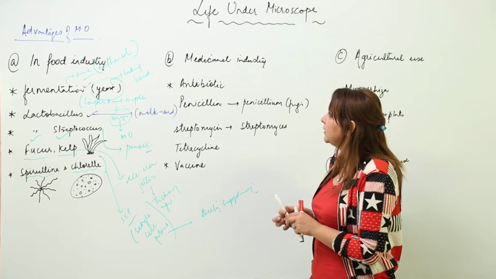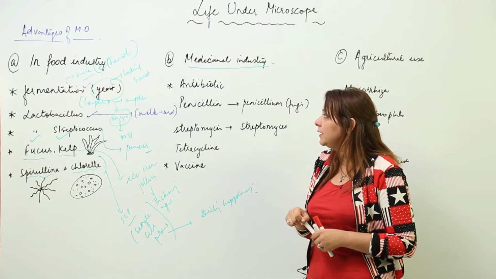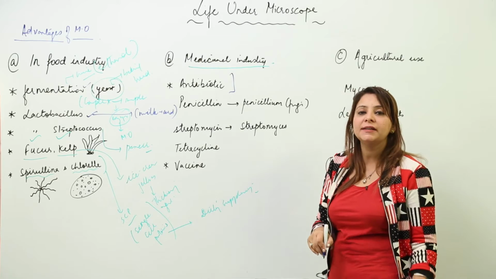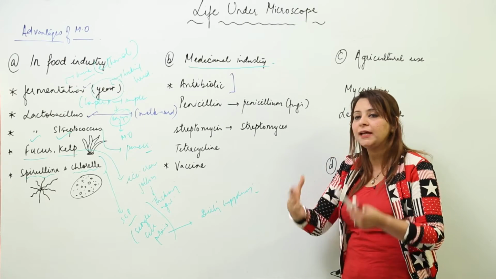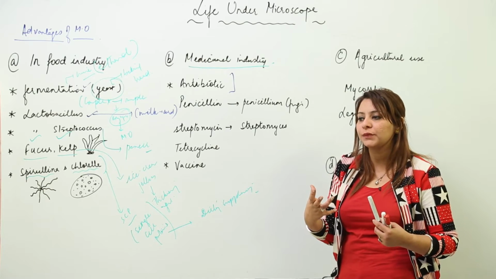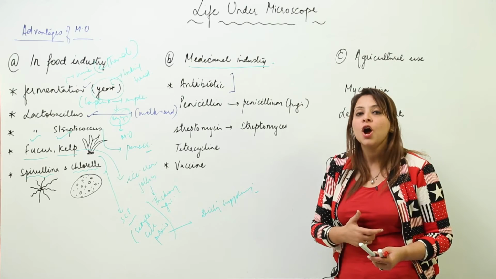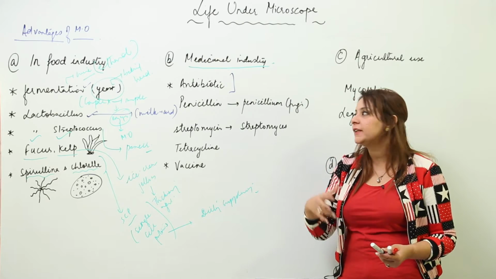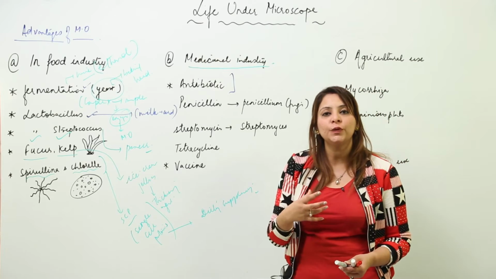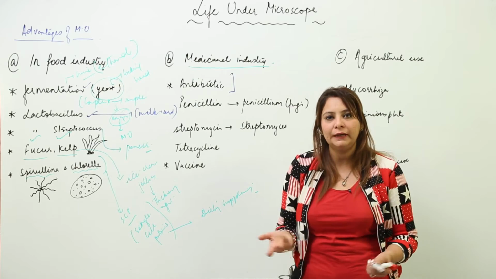The second is the use in the medicinal industries. In medicinal industries, you are all familiar with the antibiotic, and you know that an antibiotic is something which you take in order to retard the growth of the microorganisms in your body. Or you can say that antibiotics are the chemicals which you take from outside, and they are going to fight with the pathogens which have entered your body and are harming your body in any way.